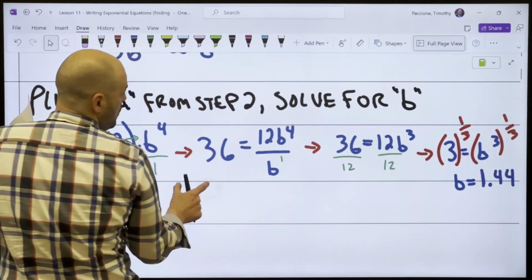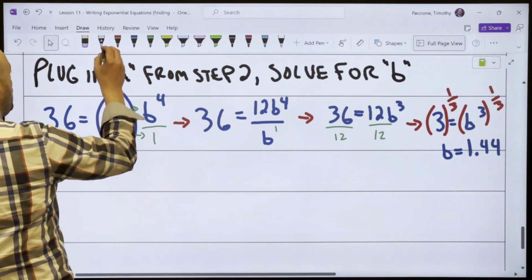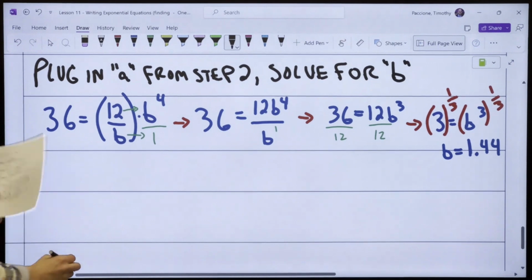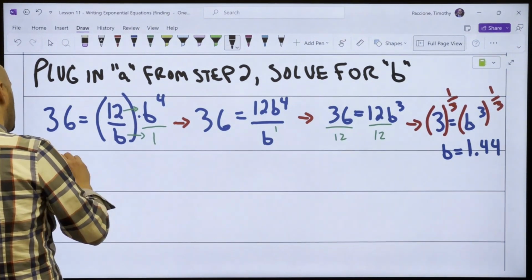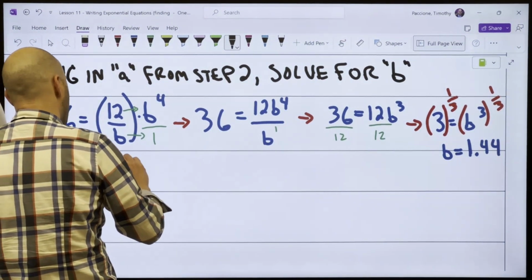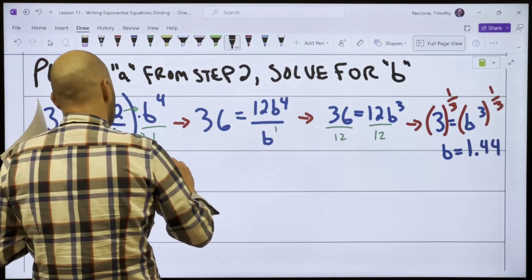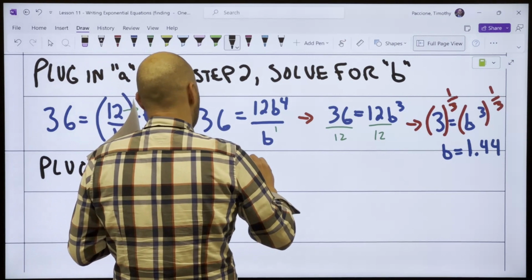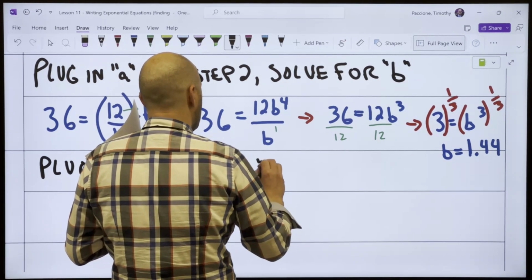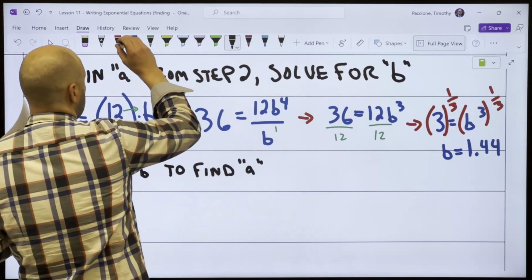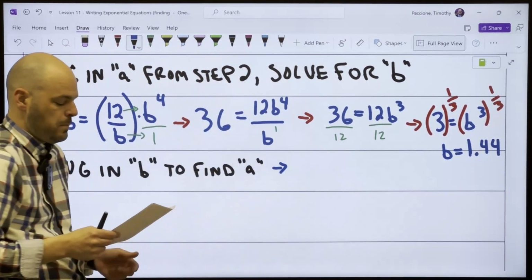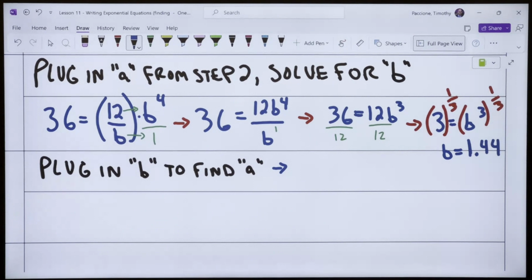Now, we found b. What have we not found yet? A, right? So we're going to plug in b to find our a. Now, what would be a good equation to plug into? I haven't heard it yet. Go ahead.